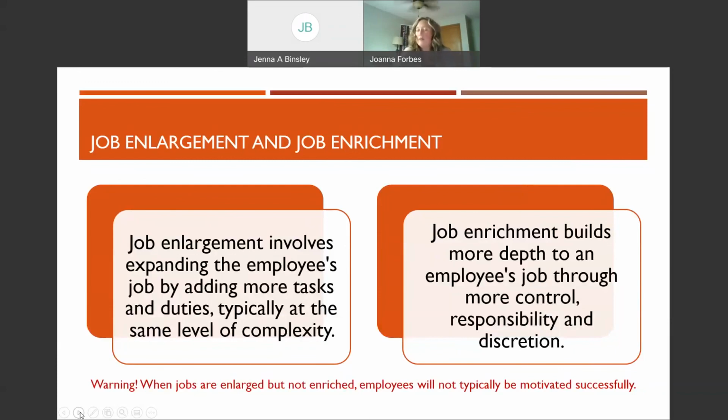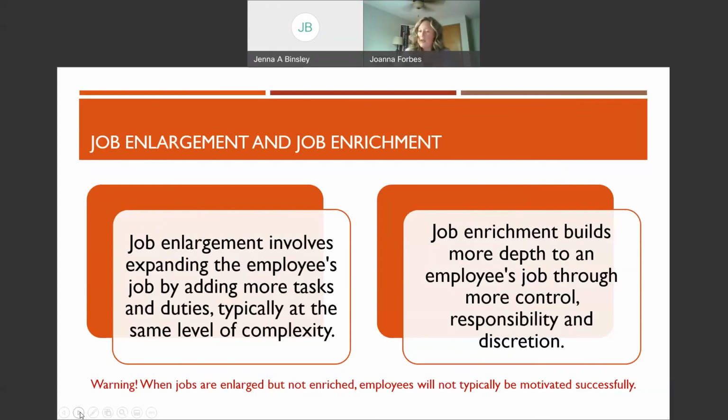However, job enrichment is when we build more depth to an employee, so they maybe have more control, more responsibility, and more discretion over the choices that they make as part of the job process. So there's my warning down there in red. When we have jobs that are enlarged but not enriched, employees will not typically be motivated successfully. You may have seen this, and you may have been in this position before. If you're just simply giving more tasks at the same level, similar to what the employee's been already doing, they're typically not going to be motivated.